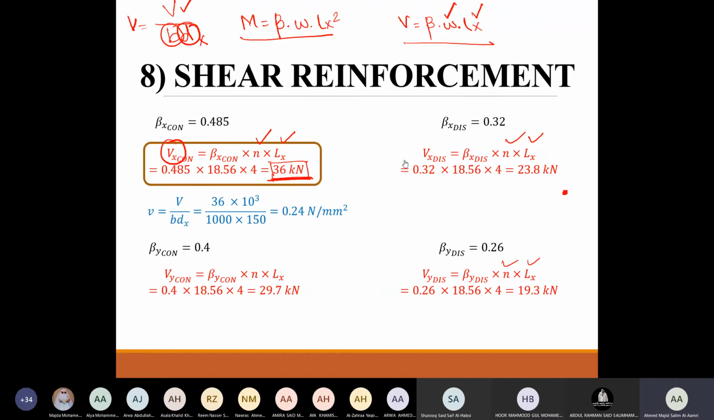So this is what you are saying here, that V small is equal to V capital. V capital is 36 in kilonewton. So I have just multiplied it by 1000 to convert it from kilonewton to Newton. So we have 36 multiplied by 1000, B is 1000, dx is 150. And then we have a value of 0.24 Newton per millimeter square as the shear stress of the load. Is it clear?